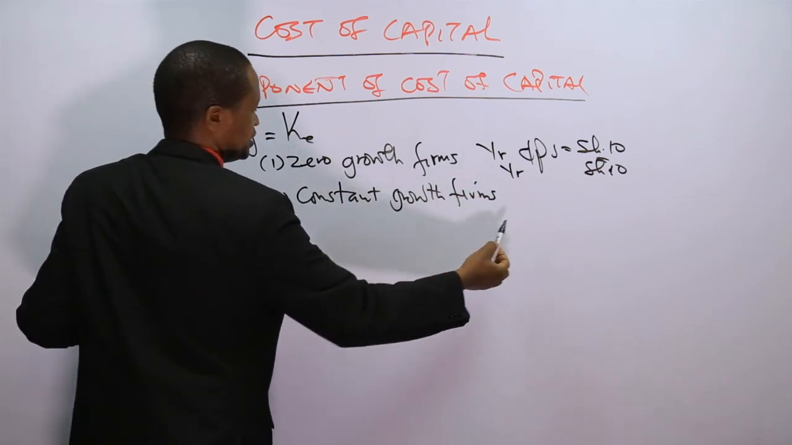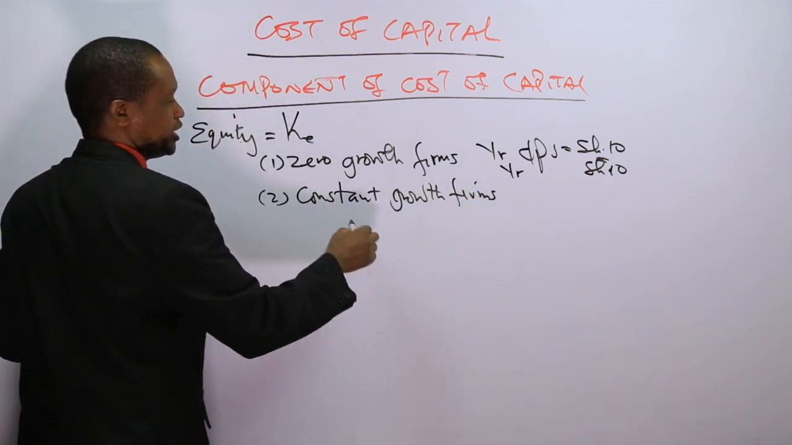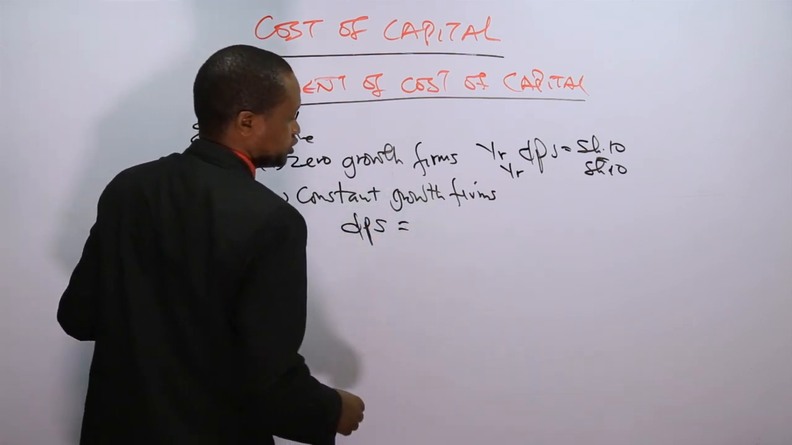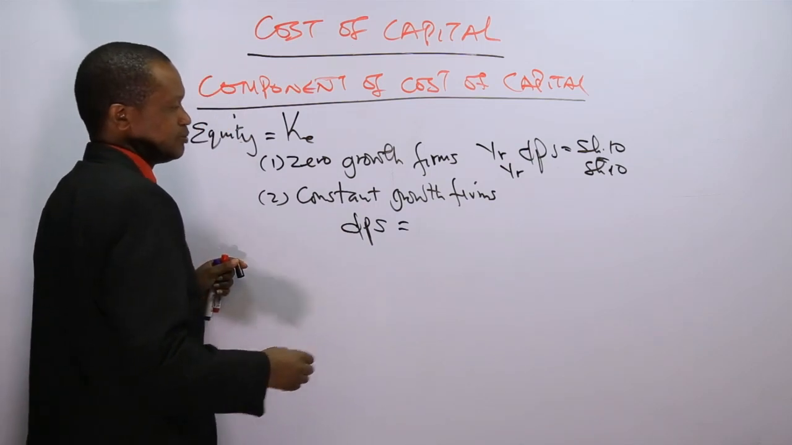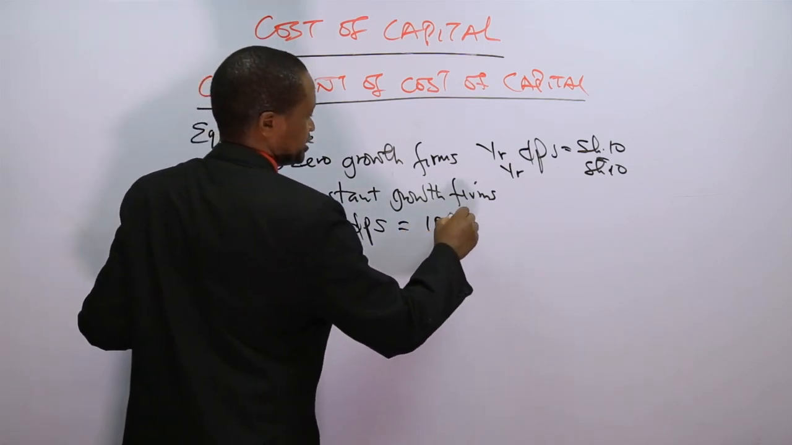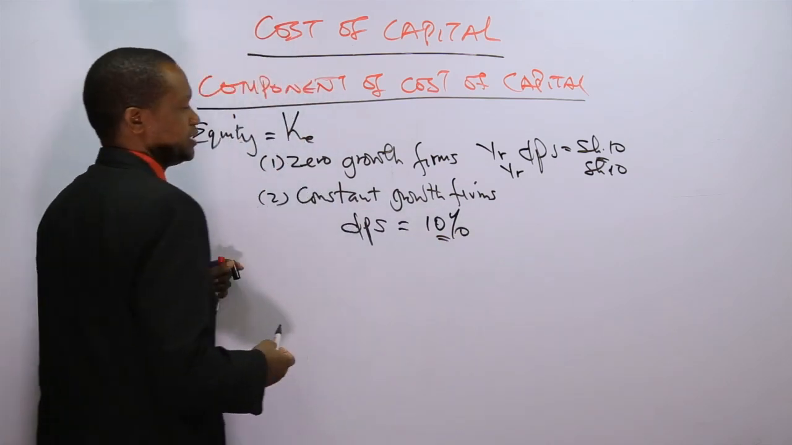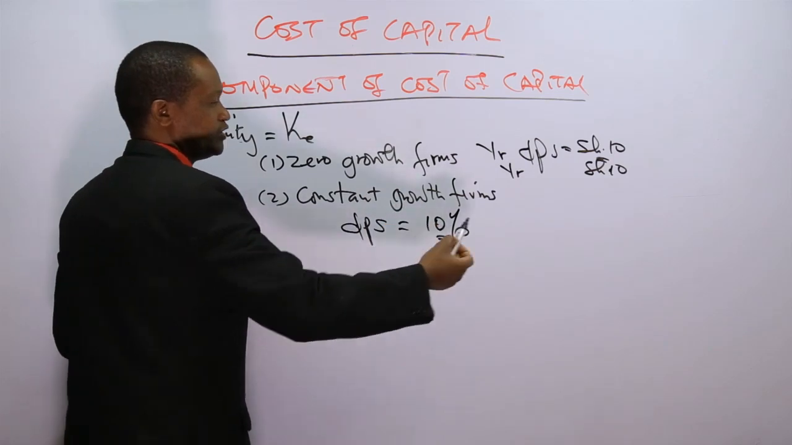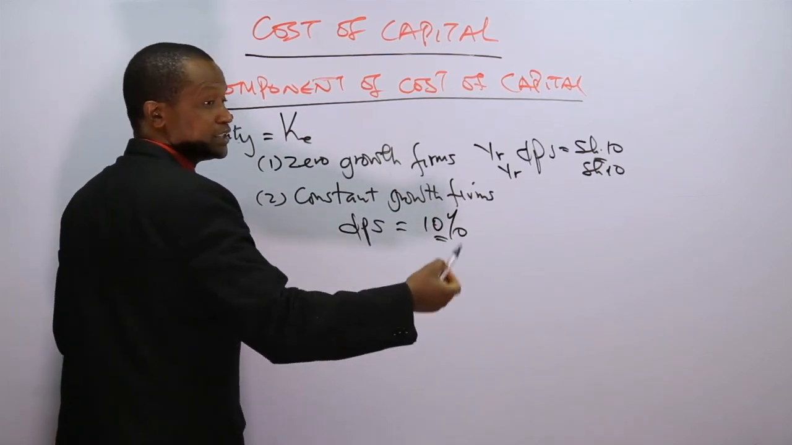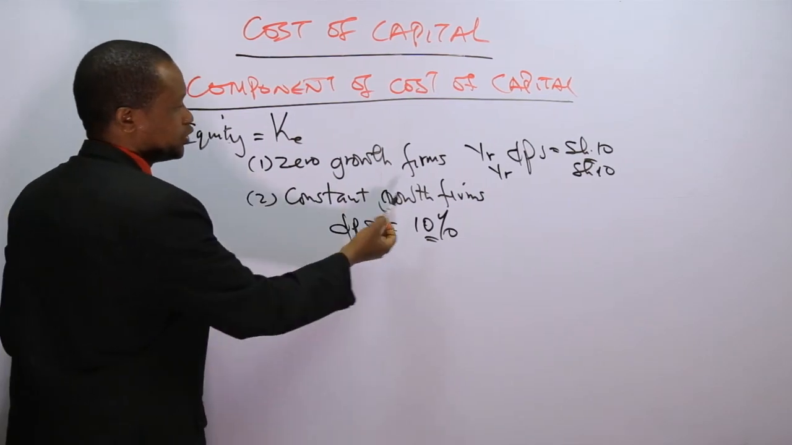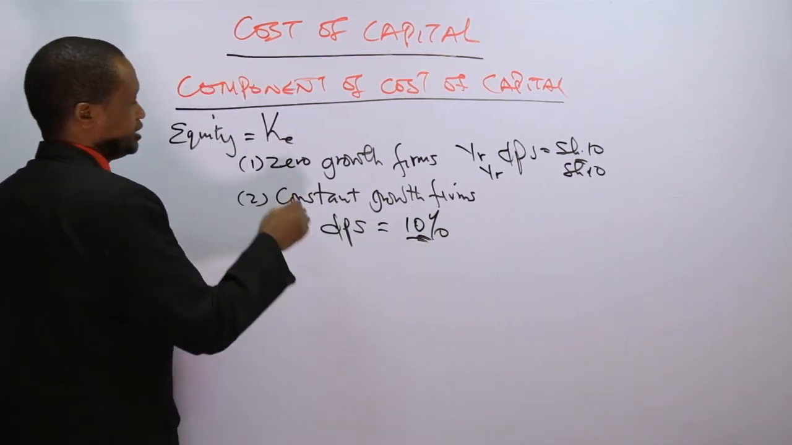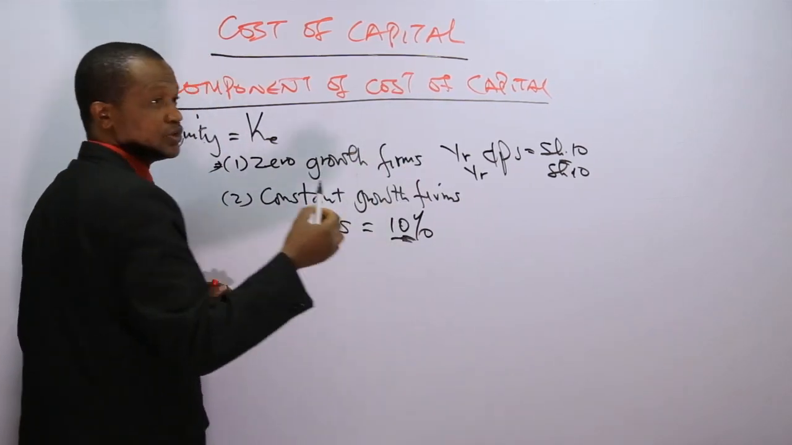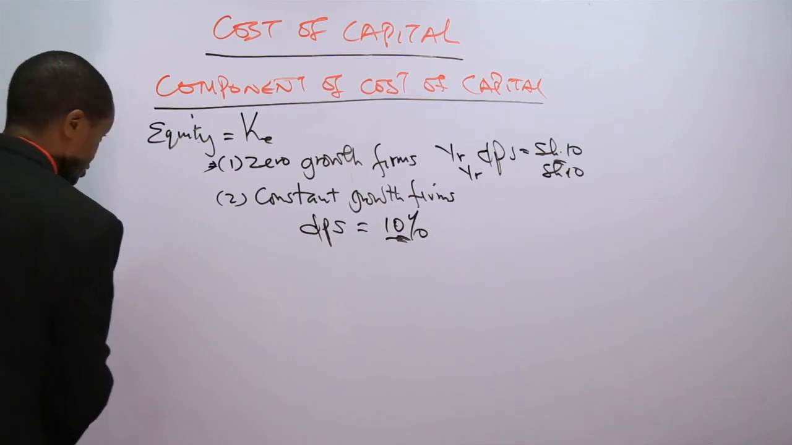Then the cost of equity can also be determined for the constant growth firm. This is a firm where the dividend per share is growing at a constant rate. For example, we may talk of 10% every year. There is constant growth in dividend per share at the rate of 10% every year. The first category of firm is where there is zero growth, no growth at all.